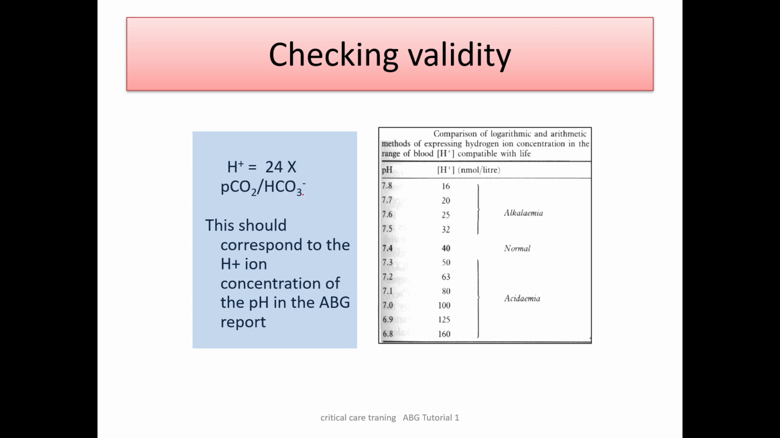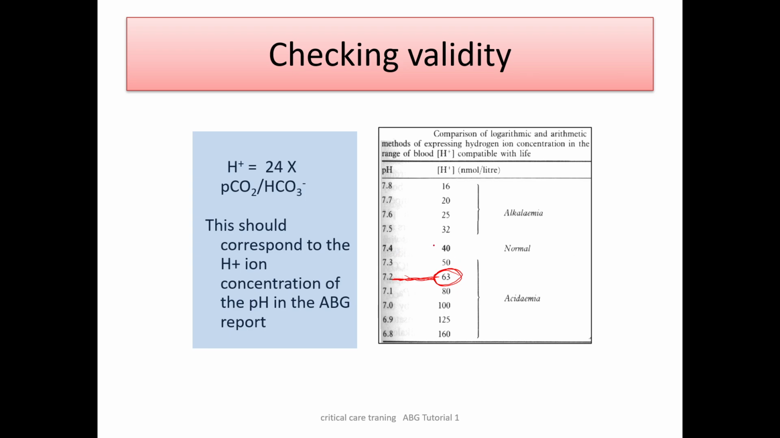Whatever the value you get from that particular ABG, suppose you get an H plus of, say, 63 after calculation. You see that from this chart the corresponding pH is 7.2. So if you see this pH of 7.2 in your ABG, then it's a valid ABG. Suppose you are getting a pH of 7.5 and H plus of 63, definitely this is an erroneous reading, or this ABG is not valid.